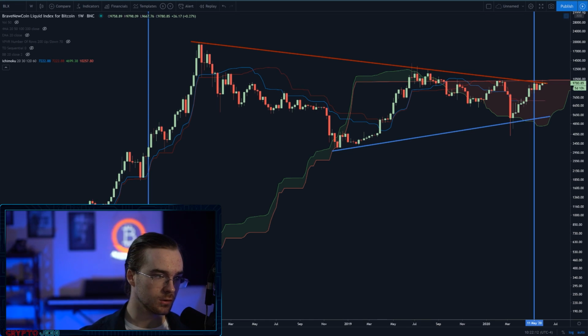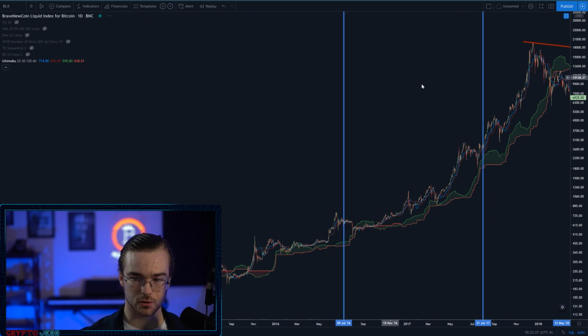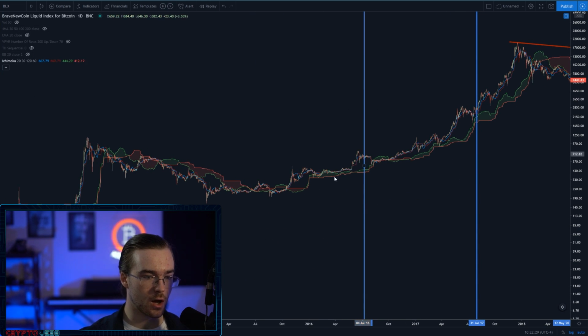Kumo clouds in the Ichimoku Cloud indicator can be either green, as we saw right here, or red, as we saw right here. When they are green, they're normally going to act as support for an uptrending market. As we can see on the daily chart, as Bitcoin would pull back during 2016 and 17, Bitcoin would almost always pull back into a green support Kumo cloud right there, and so on.